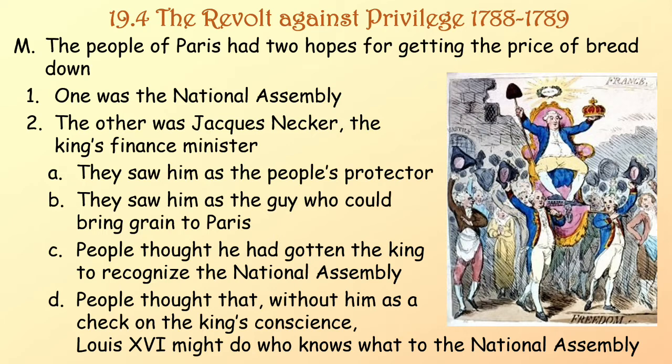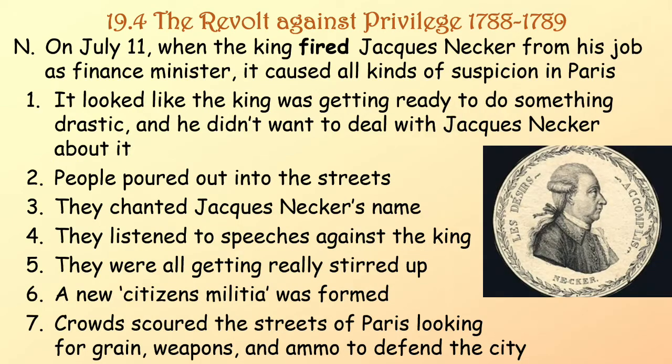They saw him as the people's protector. They saw him as the guy who could bring grain to Paris. And people thought that it was he who had gotten the king to recognize the National Assembly. People thought that without him as a check on the king's conscience, Louis XVI might do who knows what to the National Assembly. So on July 11th, when the king fired Jacques Necker from his job as finance minister, it caused all kinds of suspicion in Paris.